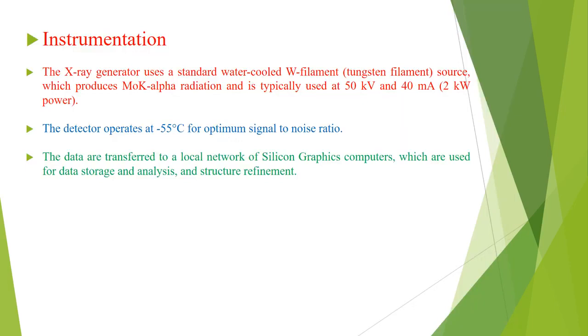When we discuss the instrumentation of single crystal X-ray diffraction, the X-ray generator uses a standard water-cooled tungsten filament source, which produces Mo K alpha radiation. It is typically used at 50 kilovolts and 40 milliamperes, 2 kilowatt power.